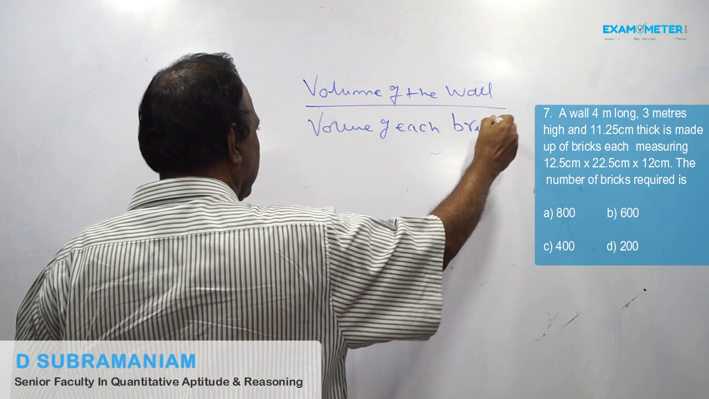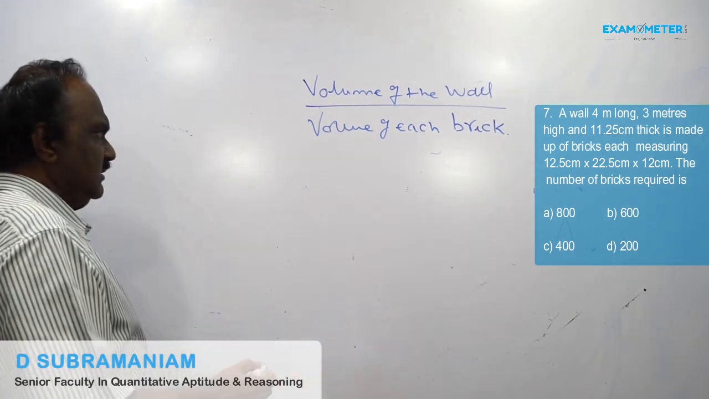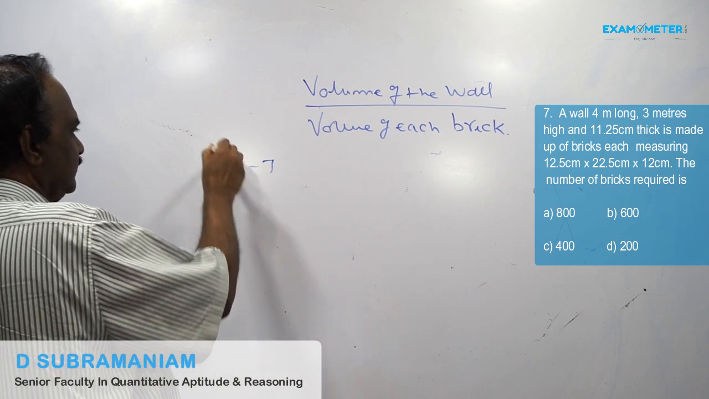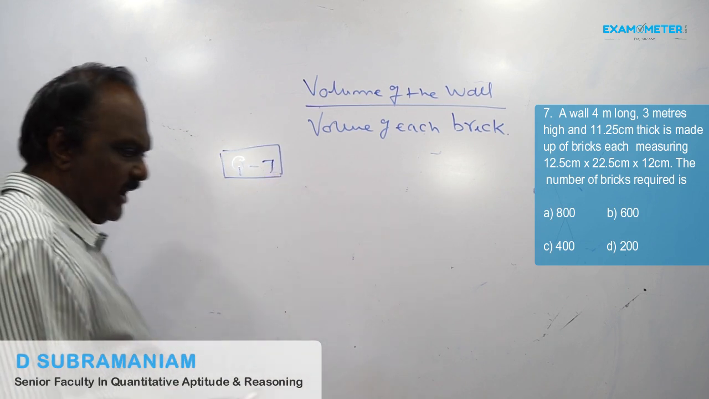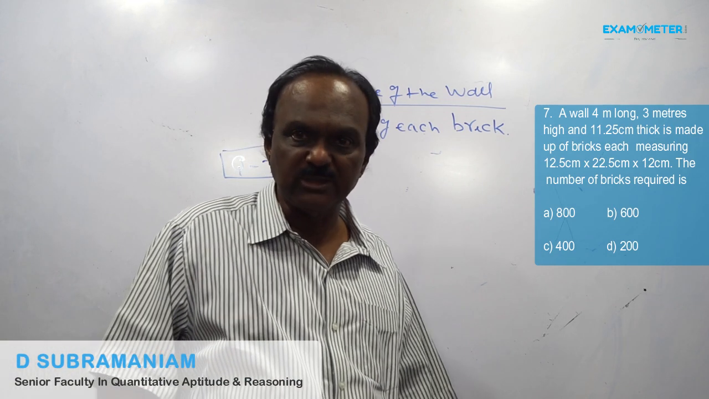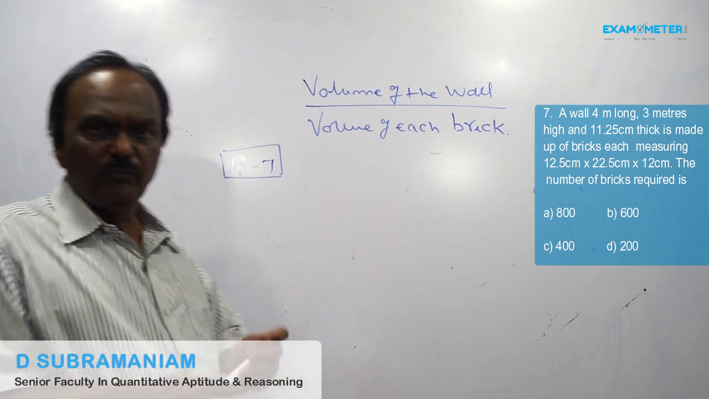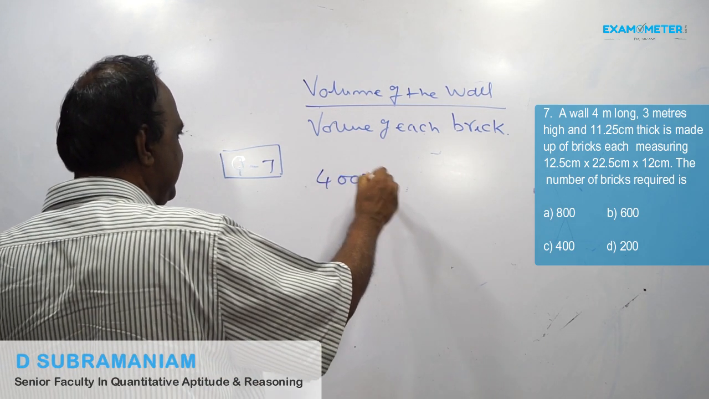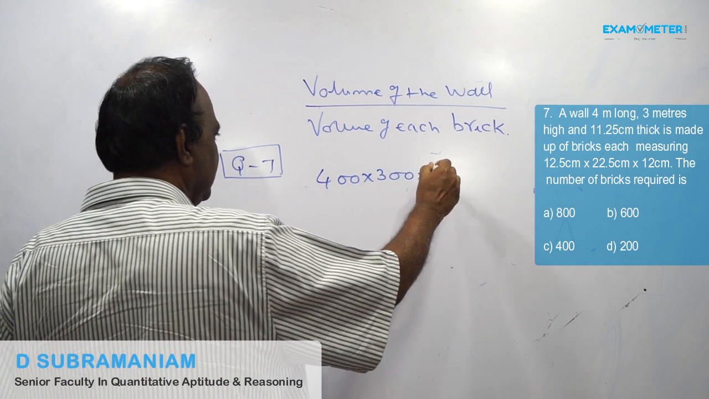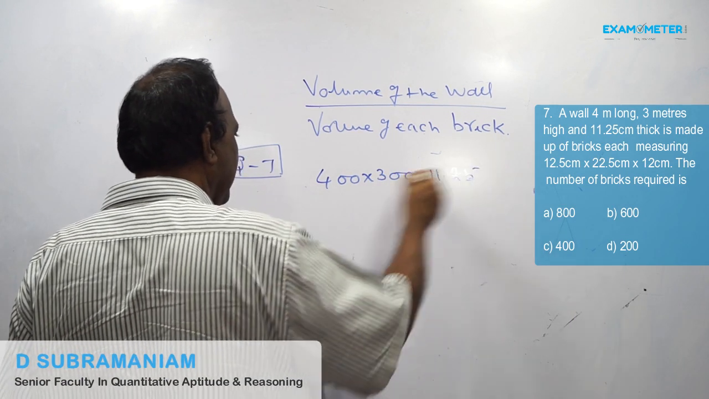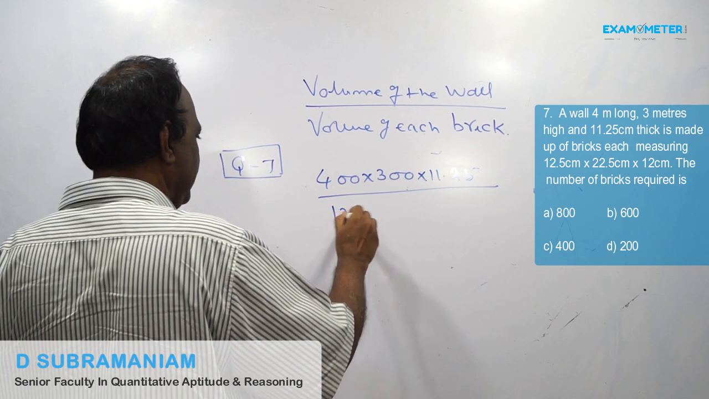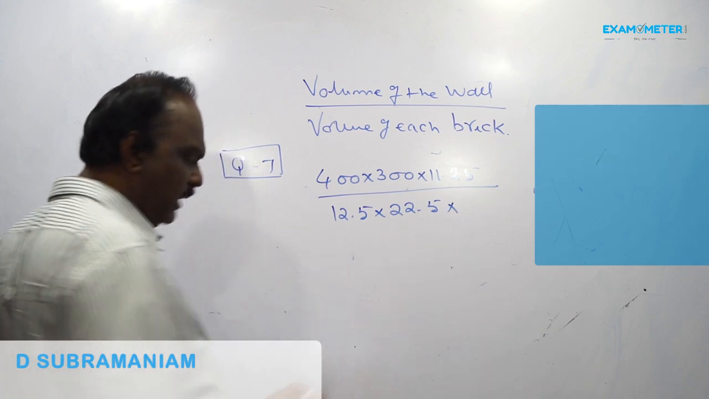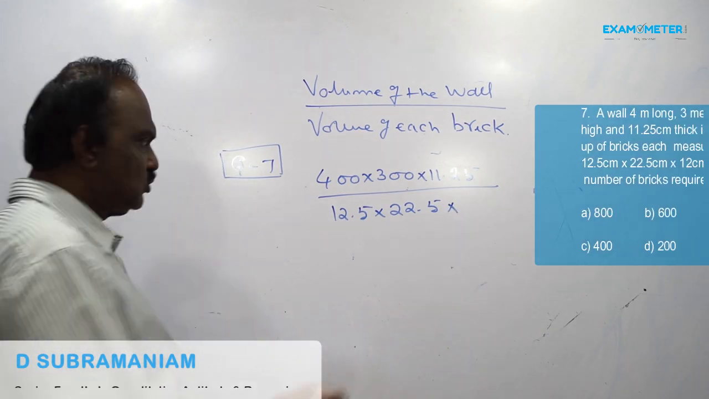Volume of each brick. Question number 7. We have to find out how many number of bricks are required. 4 meter, that is 400 centimeter. 3 meter, 300 centimeter. 11.25 divided by 12.5 into 22.5 into 12.